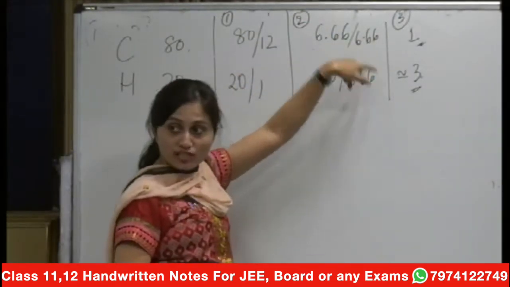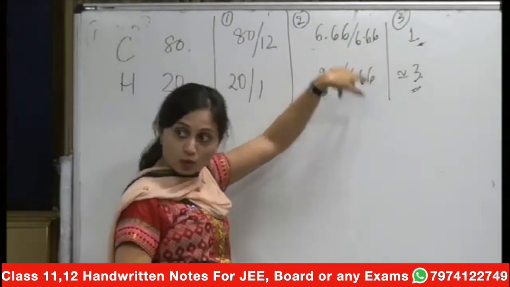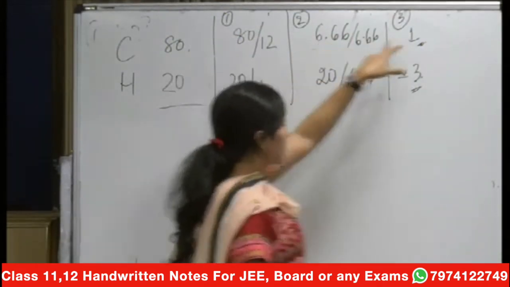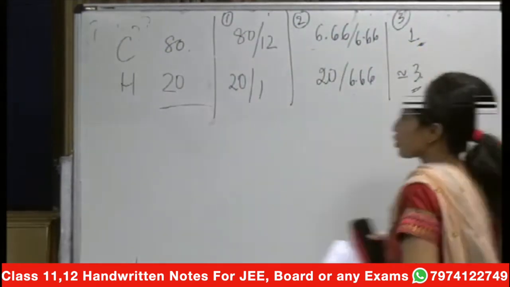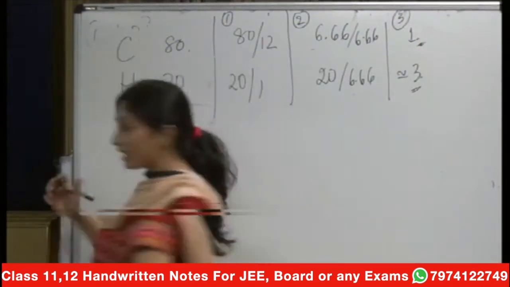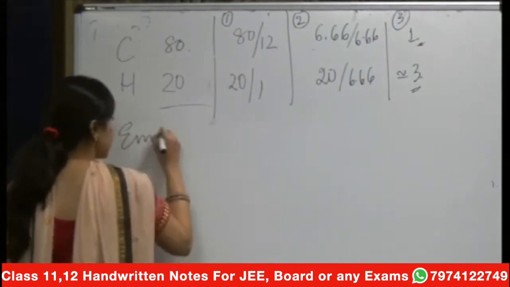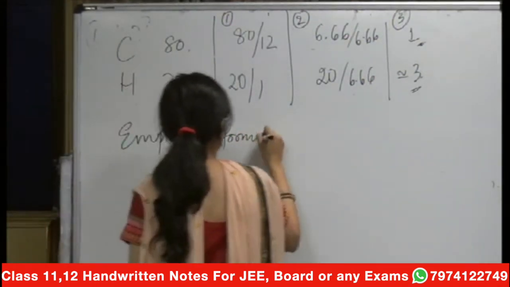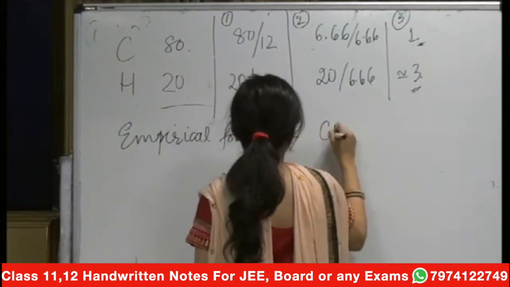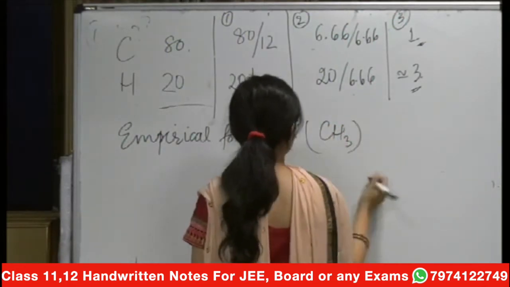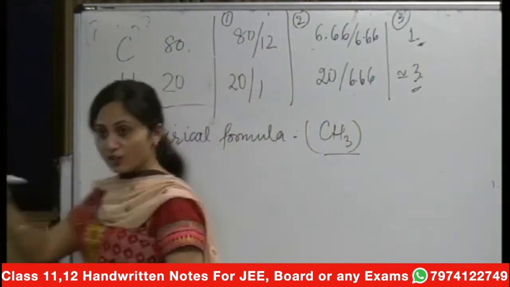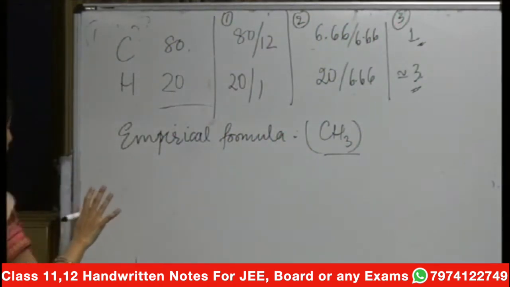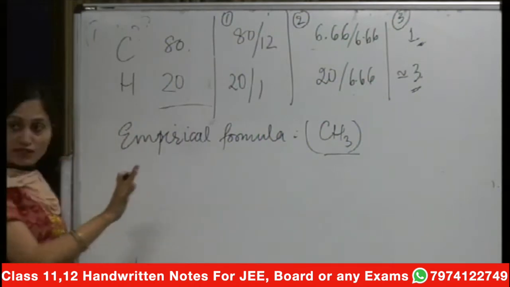Which of the two is lower? 6.66. So we divide both of them by 6.66. So in this case we get the ratio as 1 and 3. So then the general empirical formula, in that case the empirical formula will be equal to CH3, that is C1 and H3. Okay, now here again, please look up. There are many things which are to be talked about. Empirical formula is given as CH3.